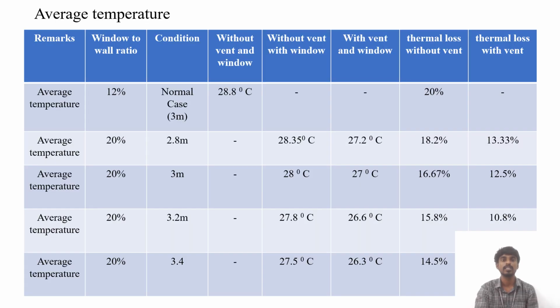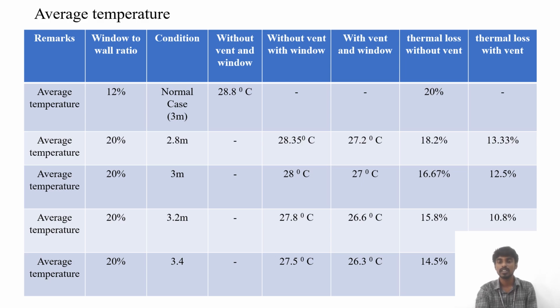So as you can see, this is the average temperature tabulation. You can see here the wall to window ratio, which we have increased from 12% to 20%, and we have changed it without window and vents. And with window and vents, you can see the temperature is close to 29 degrees Celsius, which has a 20% thermal loss. Our project is to reduce the thermal loss for a residential building, which we have reduced to close to 26.6, which is good.